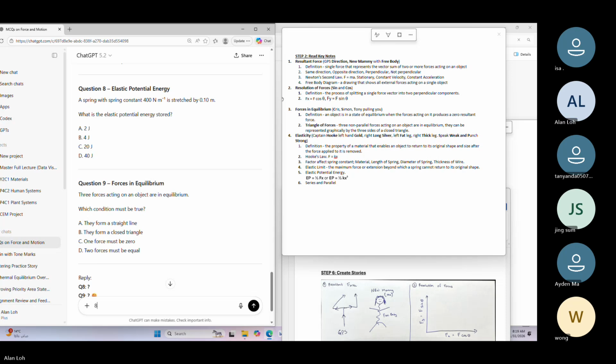Aiden. Yes. Try the answer, if you're ready. Which question? Either one, or anyone. It's okay, when you're ready, you can speak up. Three forces acting on an object are in equilibrium. What condition must be true? Two forces must be equal.